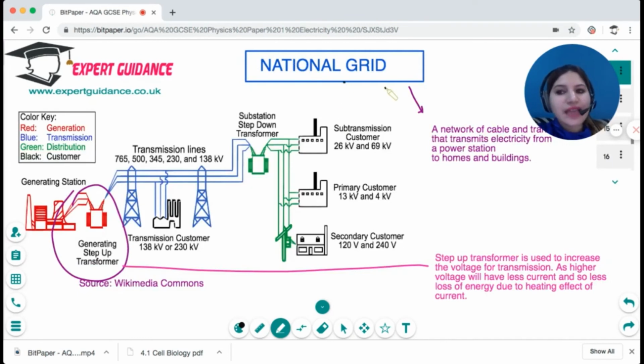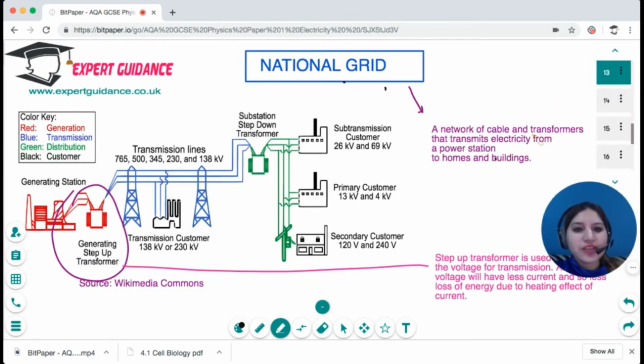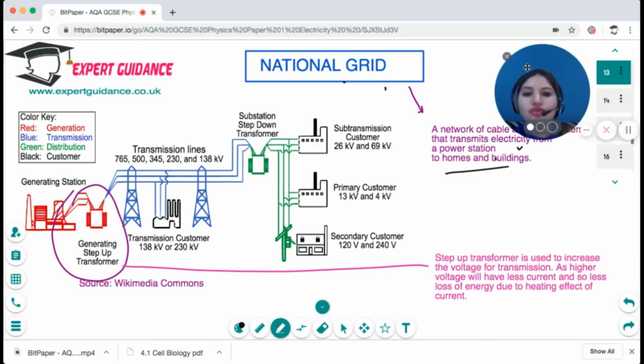Now, what is the national grid? The national grid is a network of cables and transformers that transmits electricity from a power station to homes and buildings. So this is a generating station, and you can see that we have used a step-up transformer to increase the voltage to a very high level. Why?